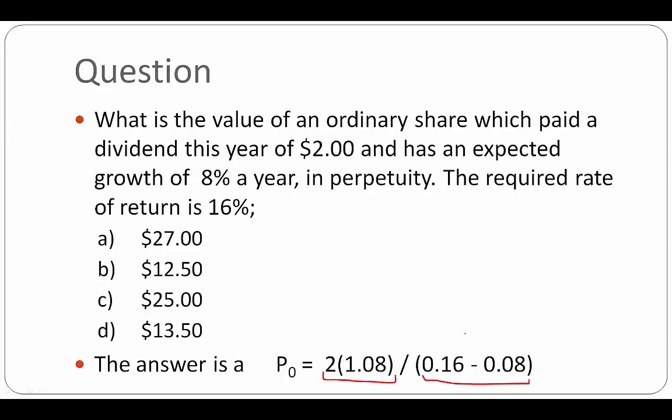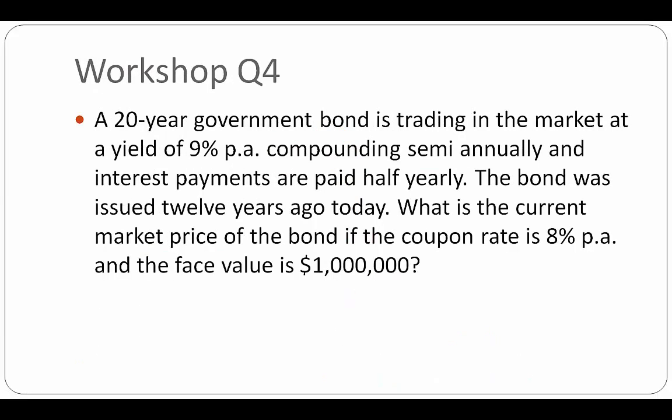Okay, and we divide by the rate of return that we want minus the growth rate that we want. 16% less 8%. Okay, and once you knock that out, that gives you $27. So if you got $25, what you forgot to do is grow that $2 first before sticking it into the formula.